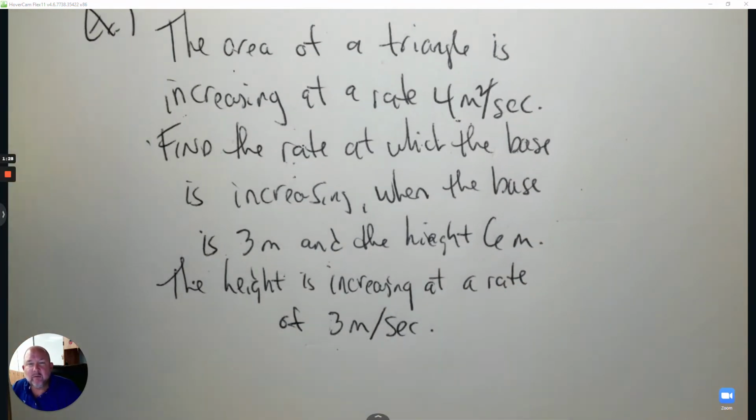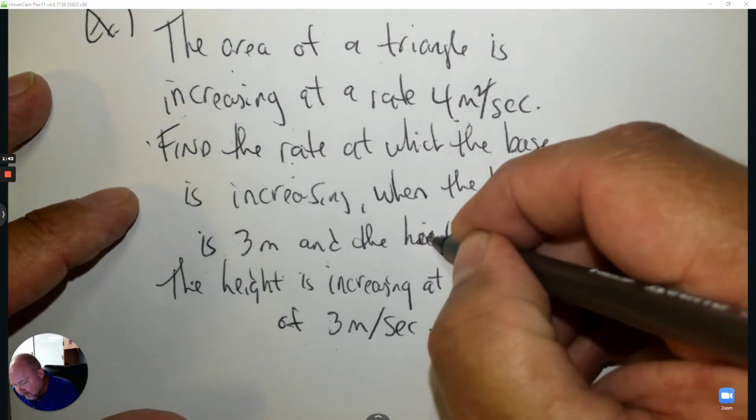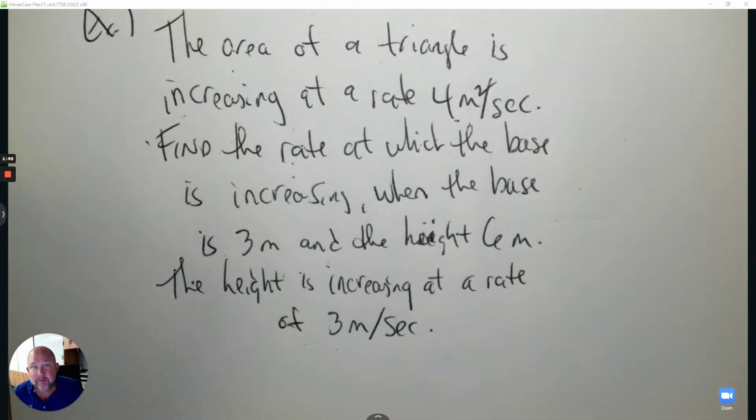So, write that down. The area of a triangle is increasing at a rate of 4 meters squared per second. Find the rate at which the base is increasing. When the base is 3, the height, I can't even spell the word height, is 6 meters. The height is increasing at a rate of 3 meters per second. All right, press pause. I'm going to continue.